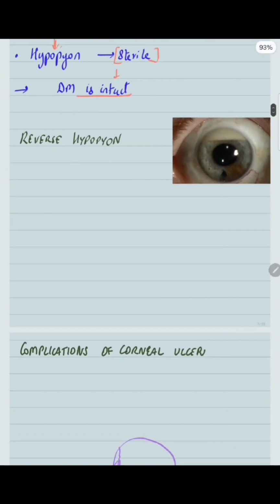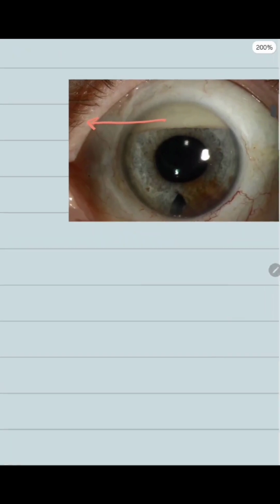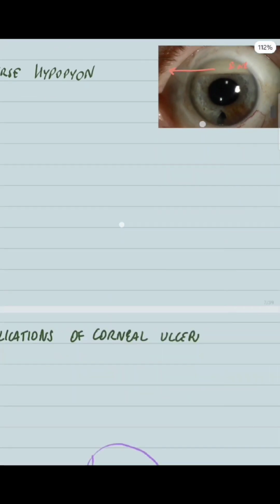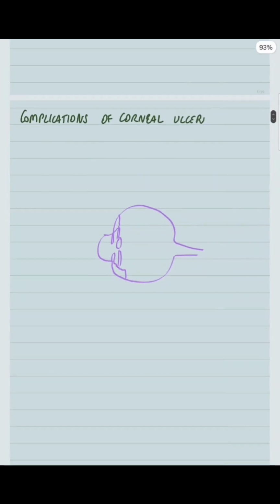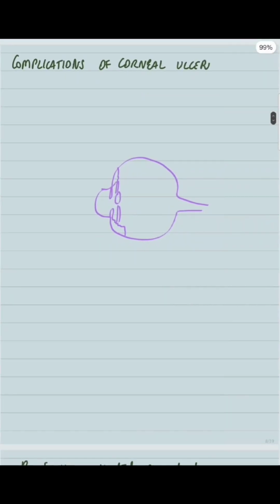Now there is reverse hypopyon. This is the reverse hypopyon here. It forms when the emulsified silicone oil used during vitreoretinal surgery enters the anterior chamber of the eye. Complications of corneal ulcer include toxic iridocyclitis or secondary inflammatory glaucoma.